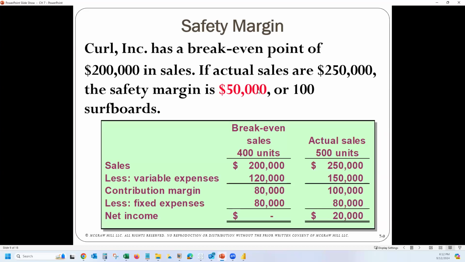Or perhaps just divide this $50,000 by the sales price, which we calculated earlier, 500. That will give you 100 units. That means the sales in units need to decline by 100 units before they can start making losses.